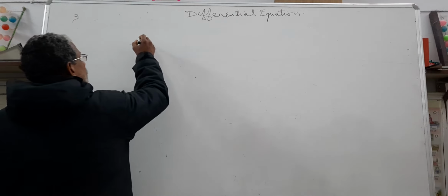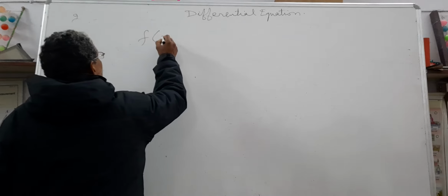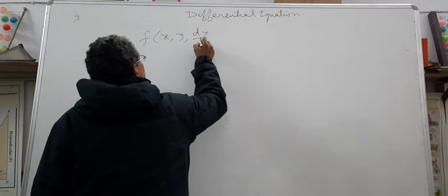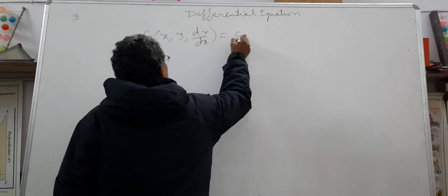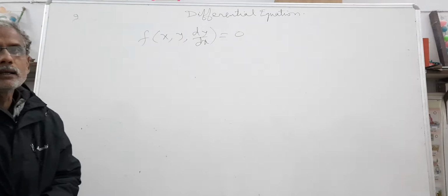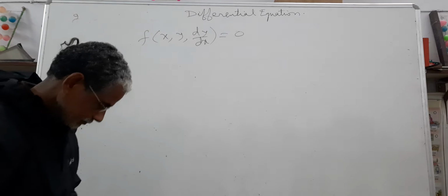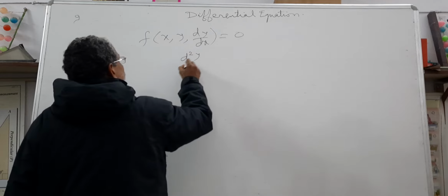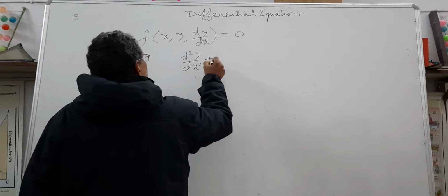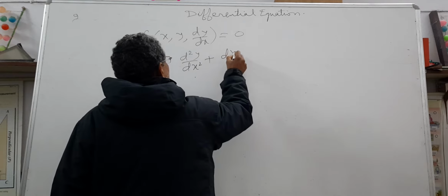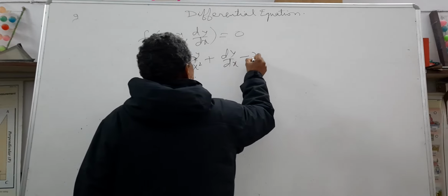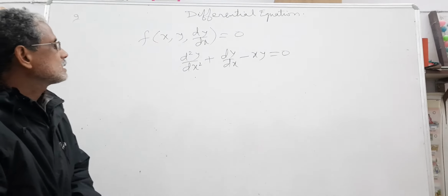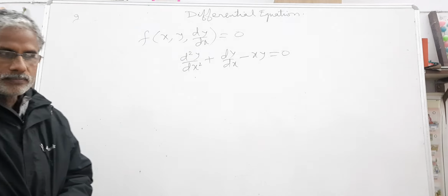Any equation of the form f(x, y, dy/dx) equal to 0 is called a differential equation. For example, d²y/dx² plus dy/dx minus xy is equal to 0. This is a differential equation.